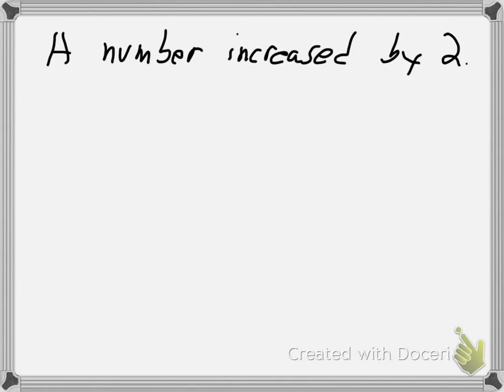For this example, we say a number increased by 2. Now, we have to be paying attention here. They're saying a number is being increased by 2. Do we know what that number is? Well, no, we don't. That number is going to be our variable. If we think back, a variable is a letter that represents a number.